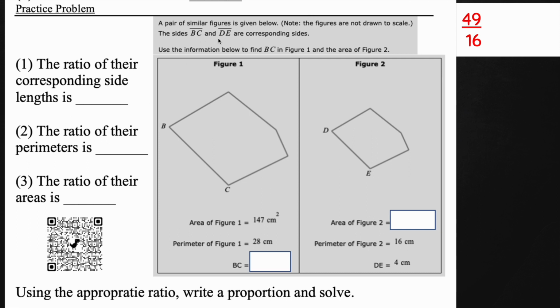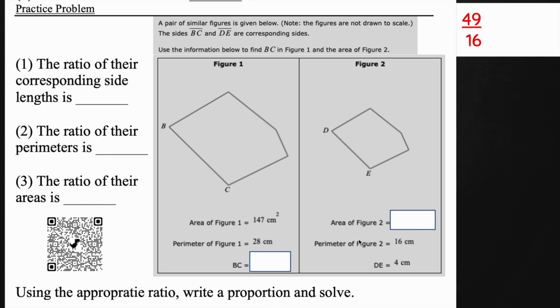So the sides BC and DE are corresponding sides. So BC and DE, the two that they have labeled, are corresponding. Use the information below to find BC in figure 1 and the area of figure 2. So with this one, you can see I have the area of figure 1, but I do not have the area of figure 2. I have the perimeter of figure 1 and the perimeter of figure 2. So I'm going to use this to find my ratio. And then I don't have the length of BC, but I do have the length of DE. So you want to find the one that's filled in. You'll have the same information for at least one of these sections. So either I'll have both areas, both perimeters, or both lengths for side lengths.